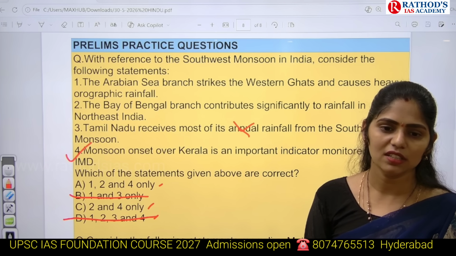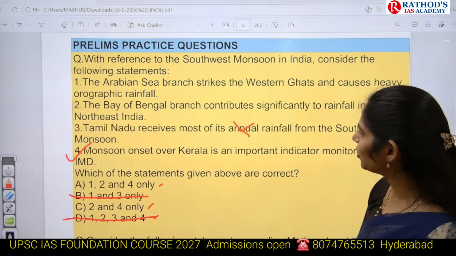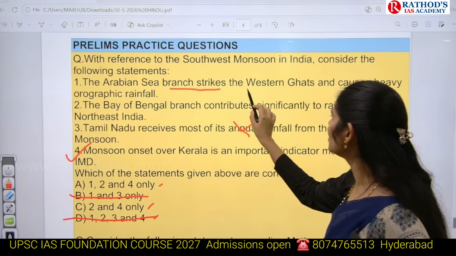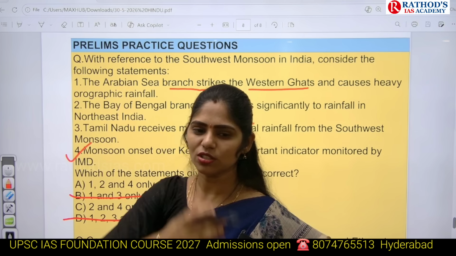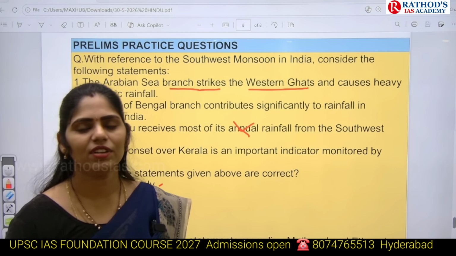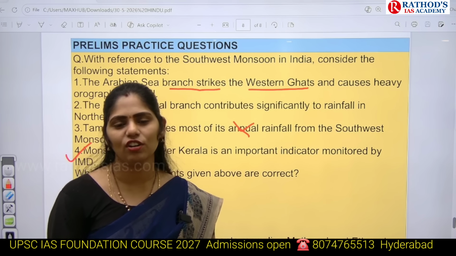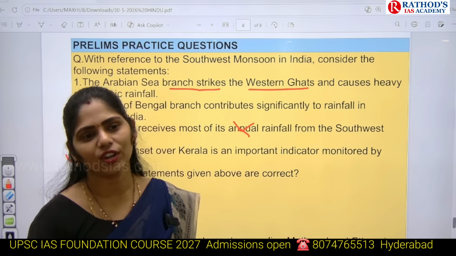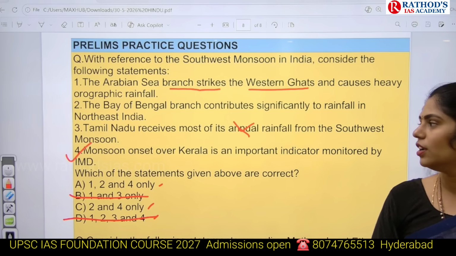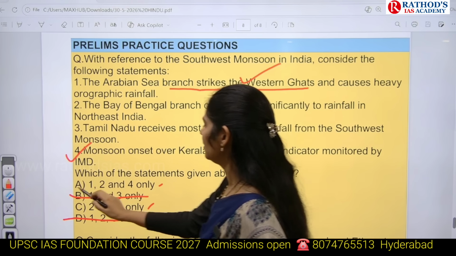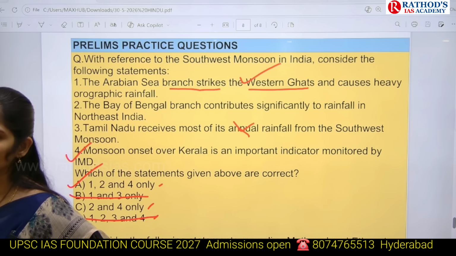What's the technique I said? 1, 2 and 4. So the Arabian Sea branch strikes the Western Ghats. After hitting the Western Ghats, it causes orographic rainfall. You will have three types of rainfall: convectional rainfall, orographic, and cyclonic rainfall. Orographic is nothing but the hills. If the winds hit the hills, they will cause rainfall. So this is right. The answer will be A, 1, 2, and 4.